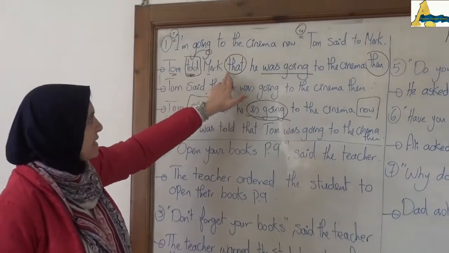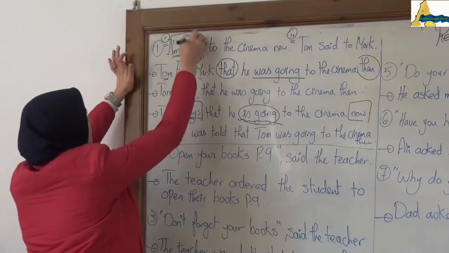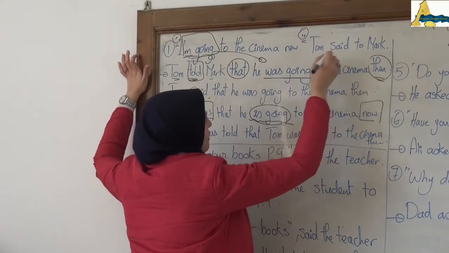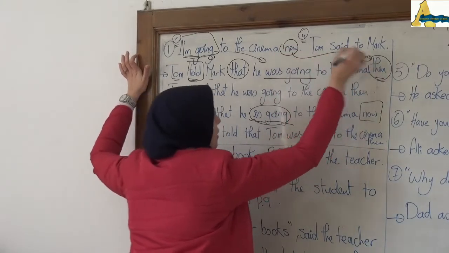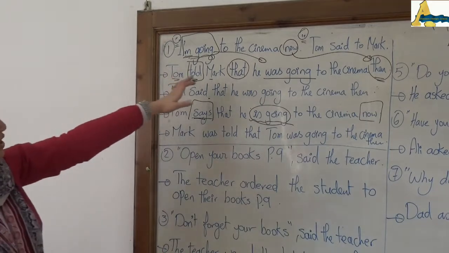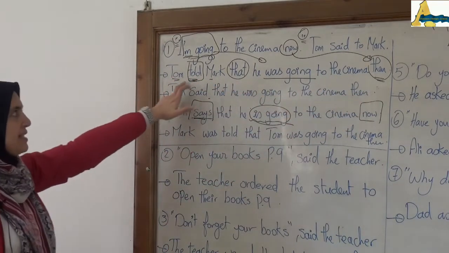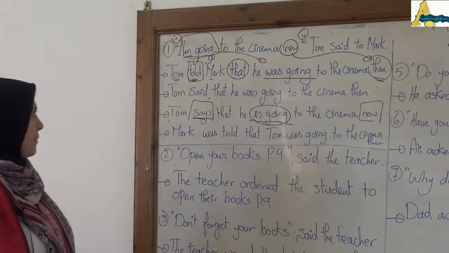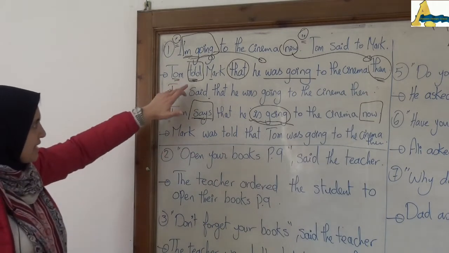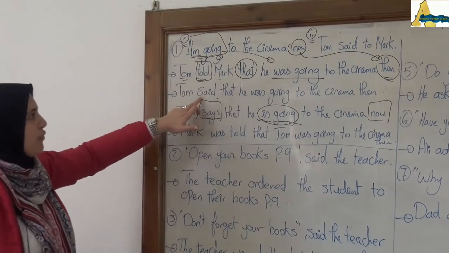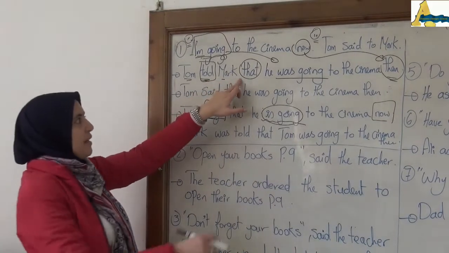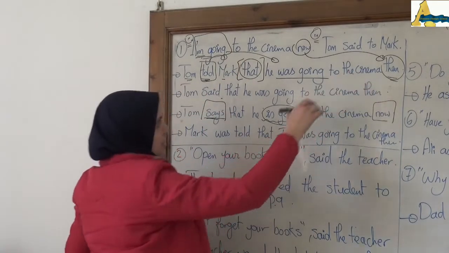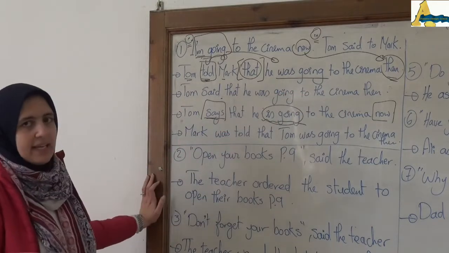I said Tom told Mark that he was going. Am going shifted into was going. And here the adverb of time now turns into then. So these are the main aspects that I am talking about here: the introductory verb, the linker, shifting, and the adverb of time. So far we said introductory verbs are of two types, followed by an object and not followed by an object. Here, the linker that is optional, either to be put or not. And the adverb of time has to be changed from now into then, yesterday into the previous day, etc.